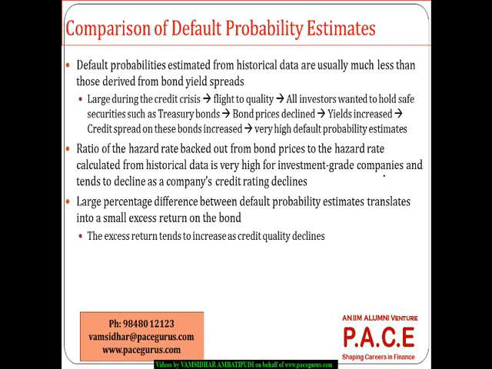And now comes the next point. How do I compare the default probability estimates? A few important points here. Whatever I am computing from the historical data, which are called real world probabilities, they are generally much less than the ones that are derived from bond yield spreads, which are called risk neutral probabilities. We'll talk about them slightly in a slide or two later. But this is the reality. The default probabilities that I am getting from the historical data are generally lesser than those that are derived from the bond yield spread. And this difference is much higher during the credit crisis.